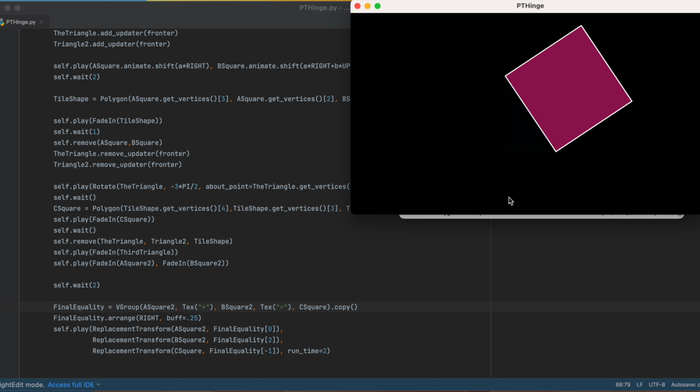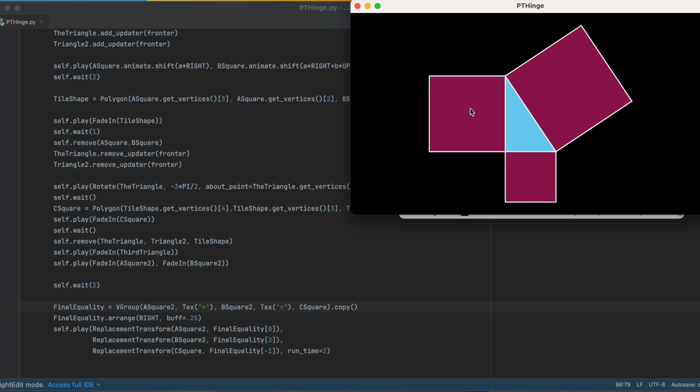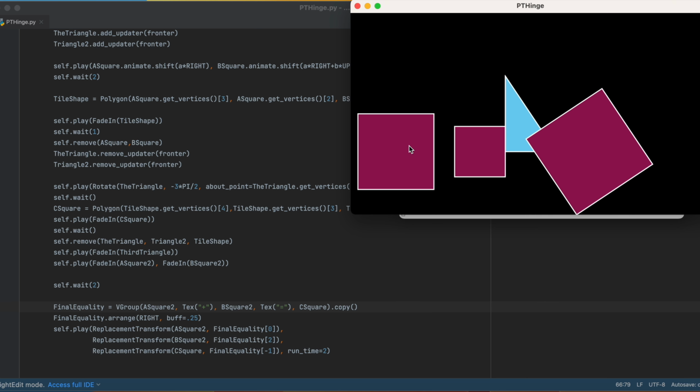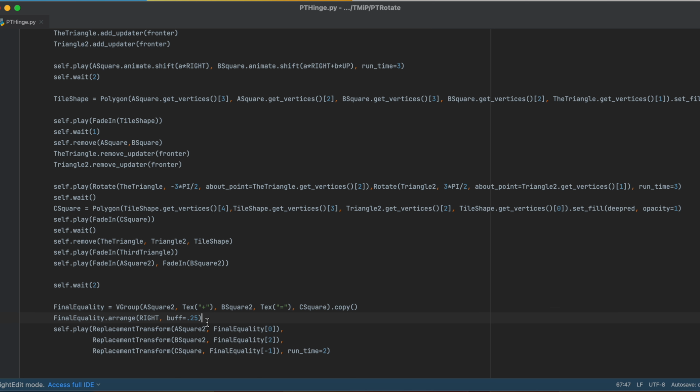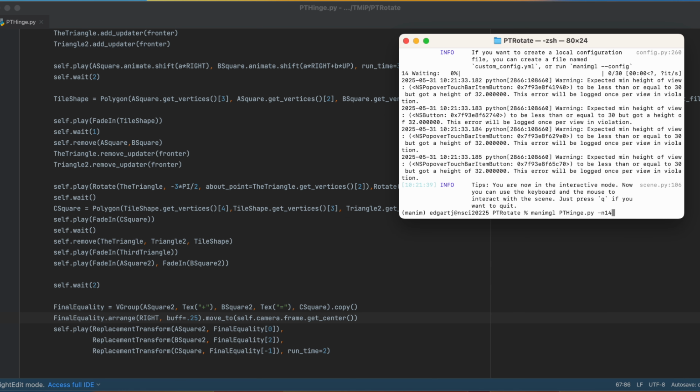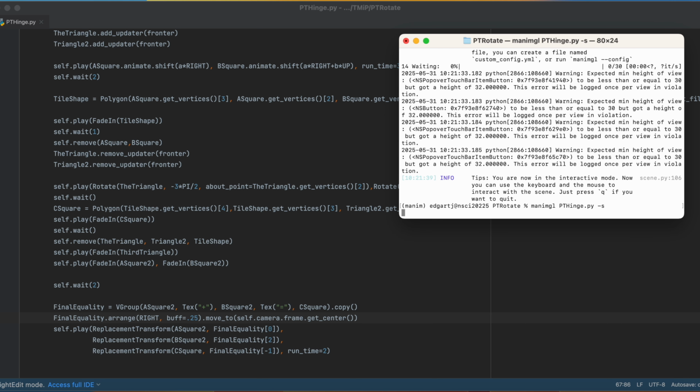So with any luck, we see the original triangle fade in, B and B. And then hopefully these 3 things, they sort of all align. Now they align down there, so it's a little bit awkward. I guess I probably want to arrange them right. And then I want to move to self.camera.frame.getCenter. So I'm moving them to the center of the frame, and I'll just go to the end and see.